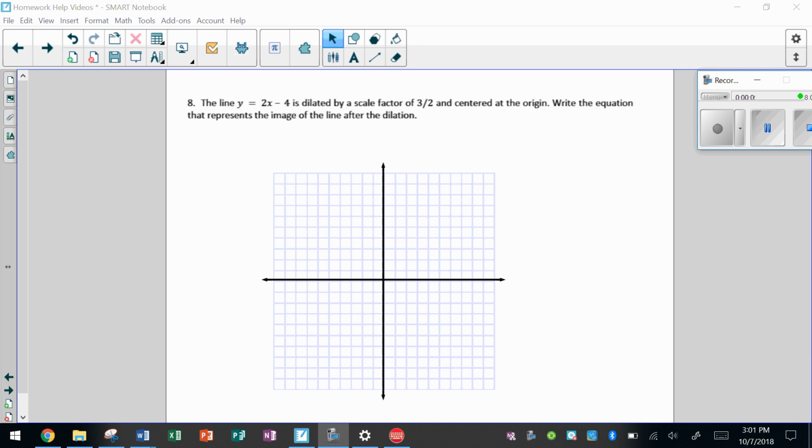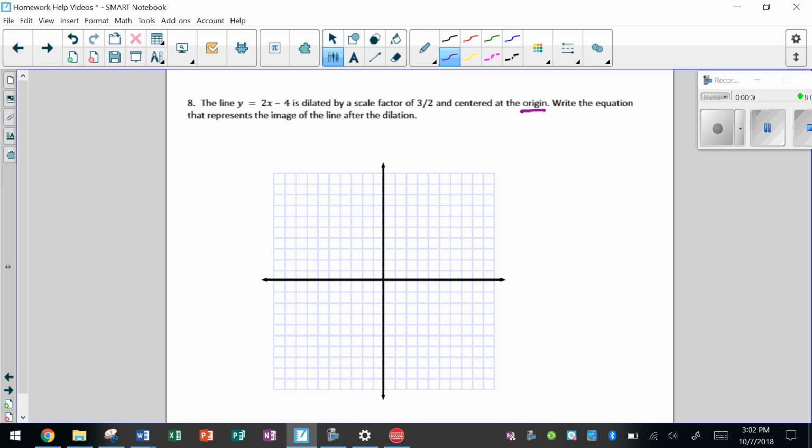In this question, they ask us to dilate this line, y equals 2x minus 4, by a scale factor of 3/2. And also what's important here is that the center of dilation is the origin. After we dilate it by that scale factor, we then want to write the equation that represents the image of the line after the dilation.